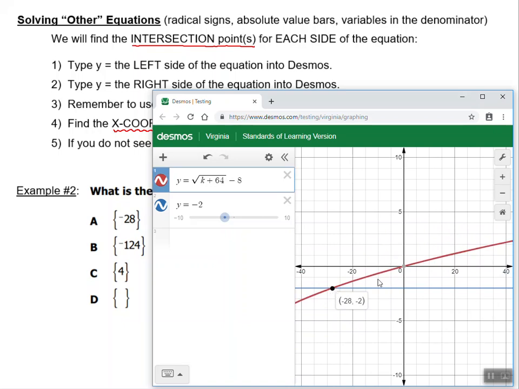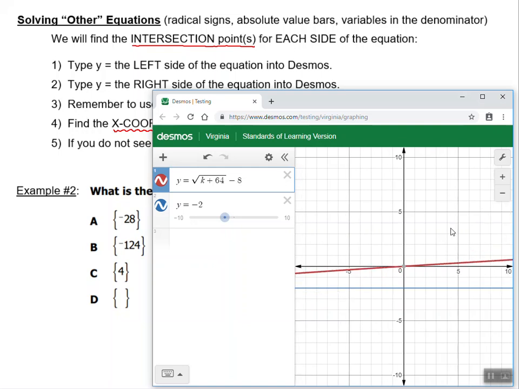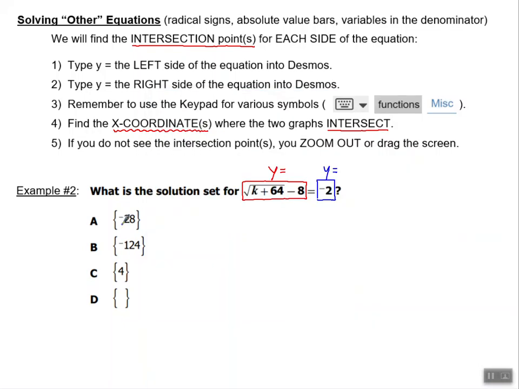Remember, if you play around with your graph or your zooms, then always hit the home to go back to normal for your next problem. But I believe we have our answer, and it is negative 28, and that is answer choice A. So I'm going to circle that.